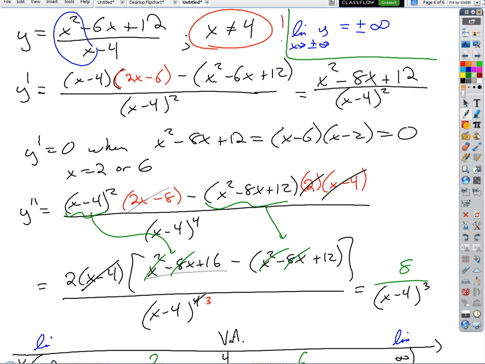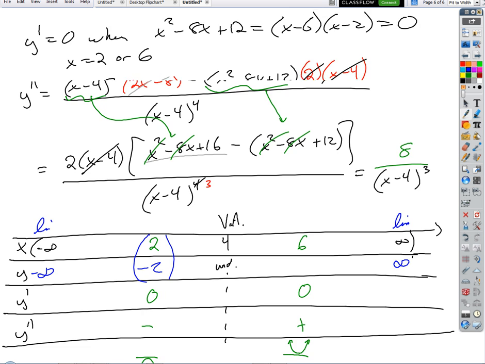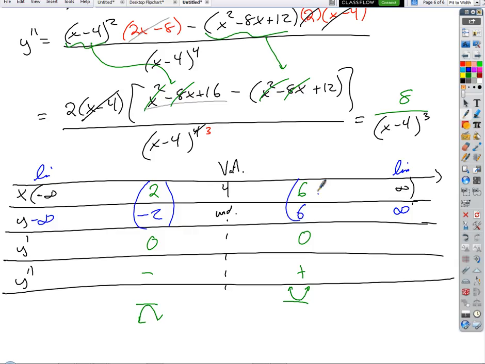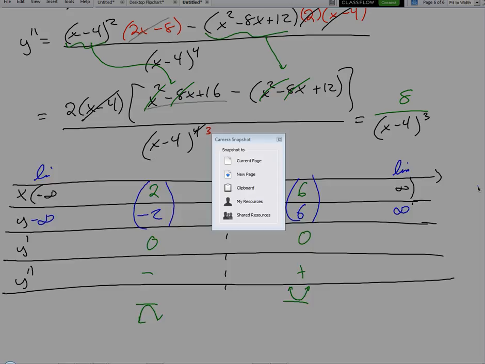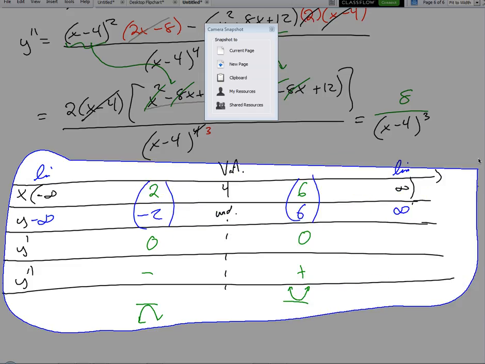and 6. So if I go at 2, I'm gonna get 4 minus 12 plus 12. So I get 4 over negative 2, so negative 2. Everybody agree? At 6, we're gonna get 36 minus 36 plus, so positive 12 over 2 is 6. I like this. And now we can take this sweet table and we can sketch our function completely. Right?